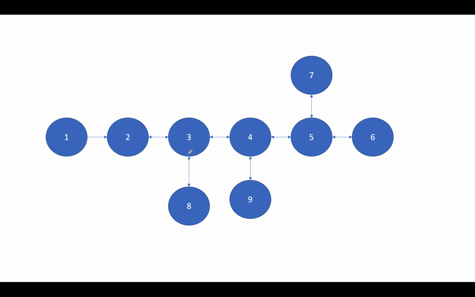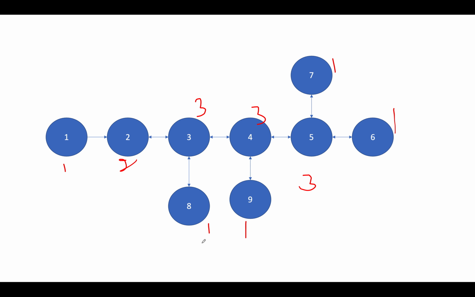So as a first step, what do I do? I go and mark the degree of all the nodes present in the graph. What is the degree of 1? The degree of 1 is 1. The degree of 2, how many connections can you see, is 2. The degree of 3 is 1, 2, 3. Degree of 4 is again 3. Degree of 5 is again 3. Degree of 7 is 1. Degree of 6 is 1. Degree of 9 is 1. Degree of 8 is again 1.